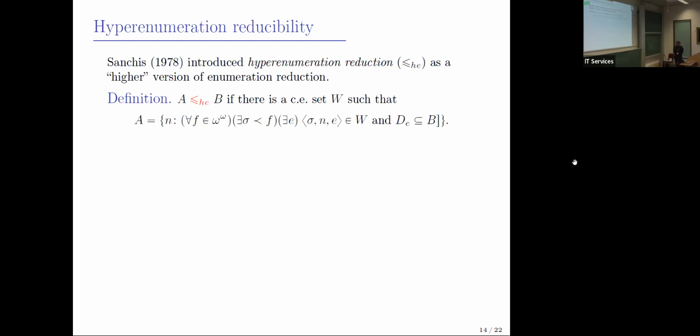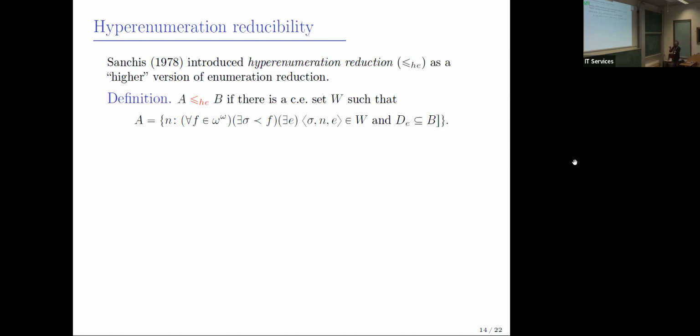Here's the definition. It looks a little terrible the first time you see it. A is hyperenumeration below B if there's a CE set W, a set of axioms, such that A is the set of all n such that for all paths in Baire space, F, basically this says if you take the oracle enumeration reduction given by W relative to F, then n is in the output and is output by that reduction.